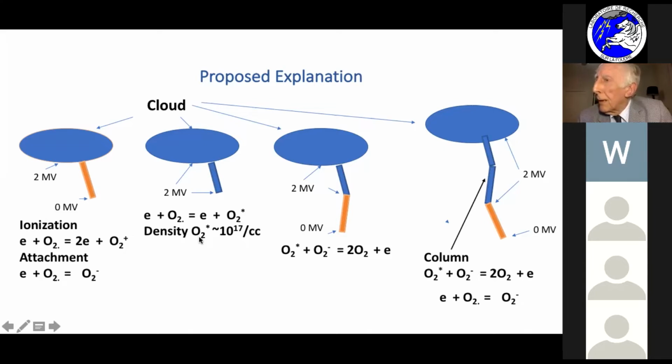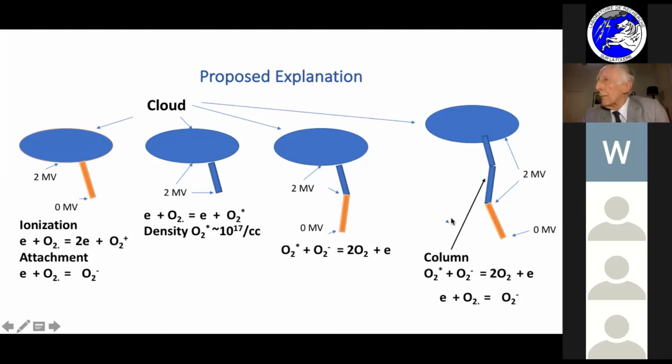And if the density becomes very large, and by very large I mean 10 to the 17 per cc, and 10 to the 19 per cc is atmospheric pressure, so it's like 1%. If you achieve such high densities, then there is another reaction. The metastables hitting oxygen negative ions can detach the electron, so you have an electron released and the negative ion is destroyed and you get another oxygen molecule.